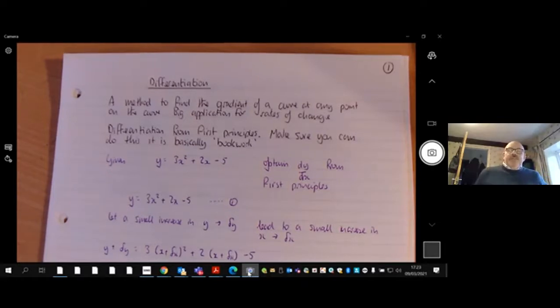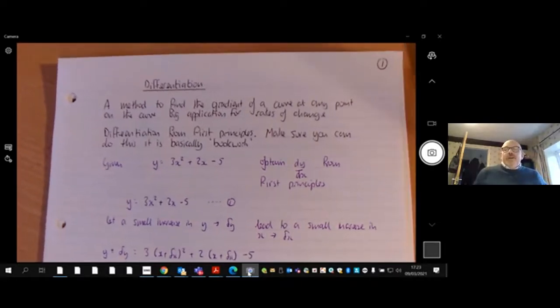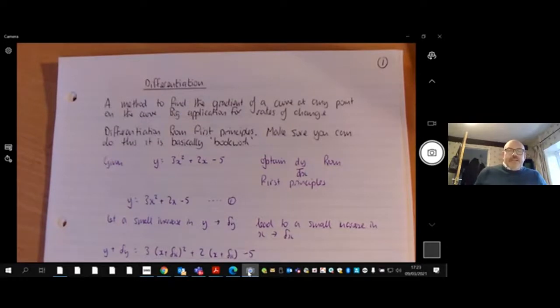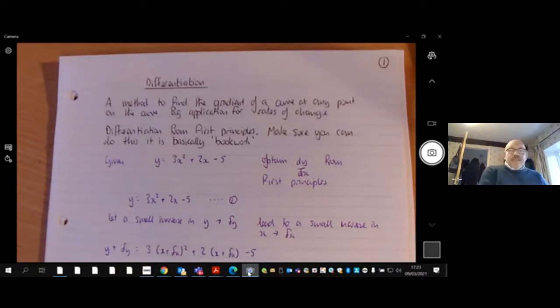Now, differentiation from first principles. And this is what I call a bookwork question. By bookwork, I mean you simply follow the method. Understanding goes out the window. Okay. And there are two ways to present it. You can let a small increase in y be delta y, and then you get a small increase in x, delta x. That's the way I do. I know some teachers let a small increase in x be h. And the method is exactly the same.